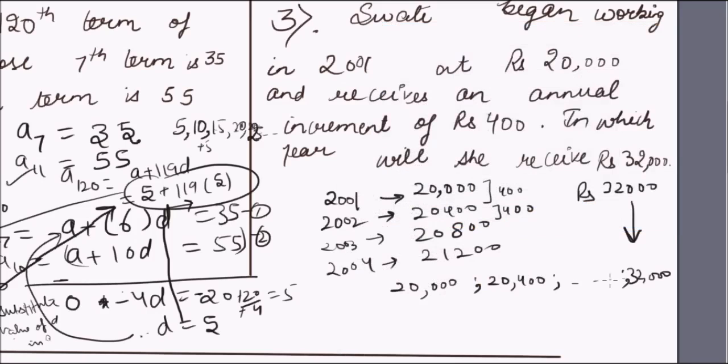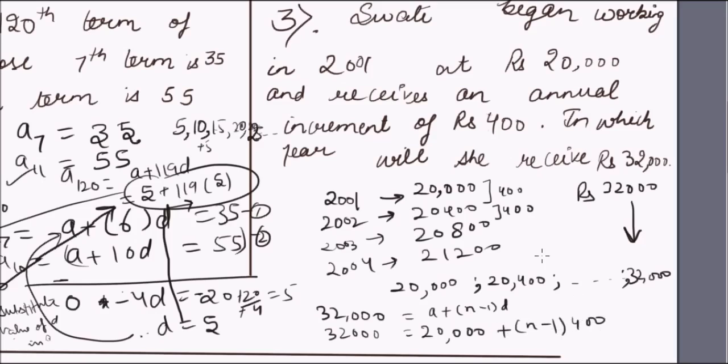Now if 32,000 is the nth term, then 32,000 equals a plus n minus 1 d. That is 32,000 equals a, which is 20,000, plus n minus 1 into 400, which is the increment or the common difference between consecutive year pairs.